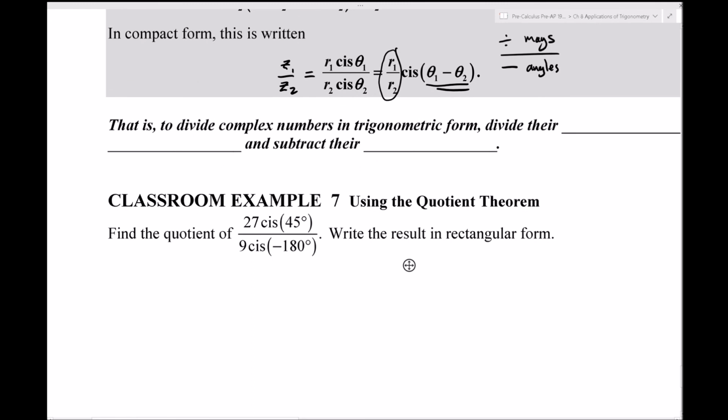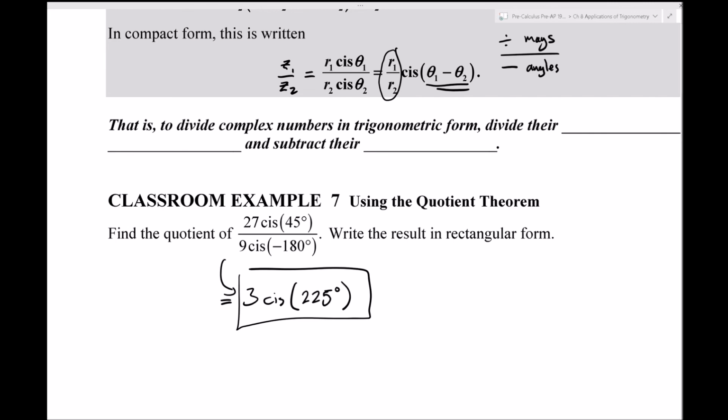Let's try that with number 7. I think number 7 is the last one, and we're done with this section pretty much. So let's put that into practice. Here they're already writing them in phasor form, technically. They say write the result in rectangular form, so we can deal with those extra instructions. How do I divide those two? This right here is literally 3, because 27 over 9 is 3. Cosine I sine of, I gotta subtract those. 45 minus negative 180 is 45 plus 180. What's 45 plus 180? 225? If they wanted this in polar or trigonometric or phasor form, this is done. You divide and you subtract, and we're done.